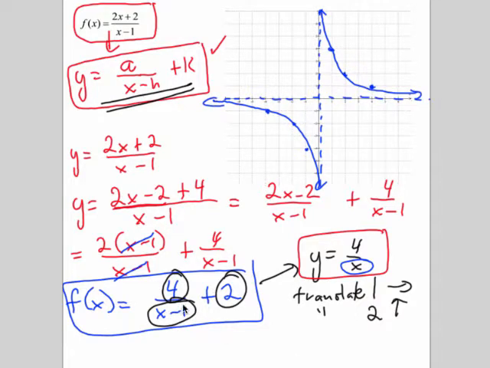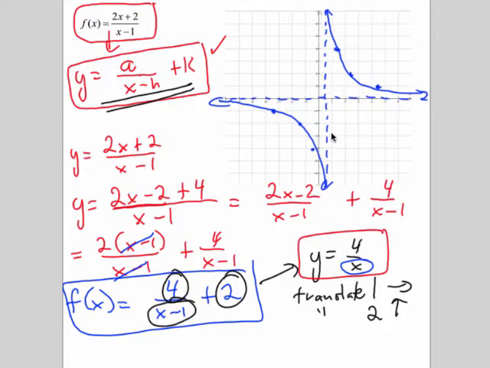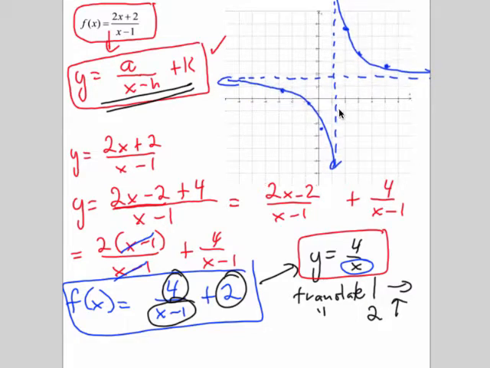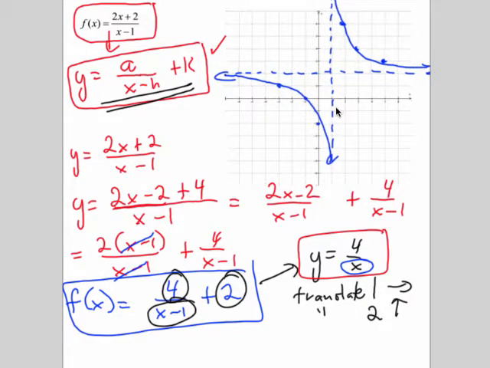And now I can graph this more complex function by taking my 4 over x and translating it 1 to the right and 2 units up. And I can now see that my horizontal asymptote is y equals 2, my vertical is x equals 1. All right, so I was able to change the form of this rational function to transformation form to make it easier to graph. But this isn't always possible. But when it is, it's a handy technique to use in graphing rational functions.